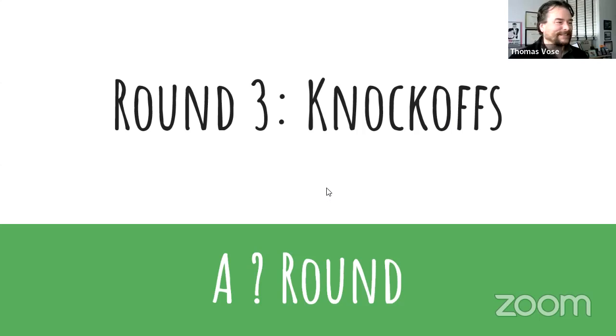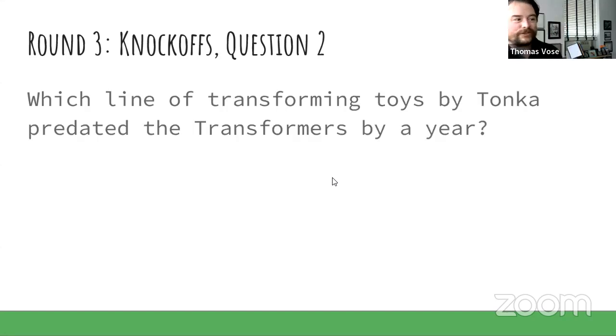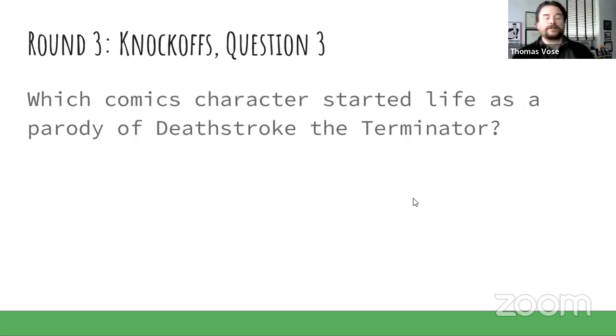All right, knockoffs. Let's see what you folks can do with this one. This one's a straight up, what's the answer to the question? Question one, which product did Oreos rip off? Because they did. They did indeed. Question two, which line of transforming toys by Tonka predated the Transformers by a year? Transformers were the knockoff. This I did not know. Well, let's see about question three. Which comics character started life as a parody of Deathstroke the Terminator? A DC Comics villain with a lot of guns.